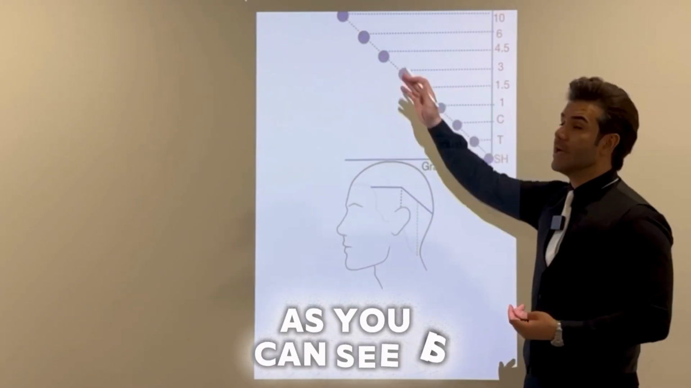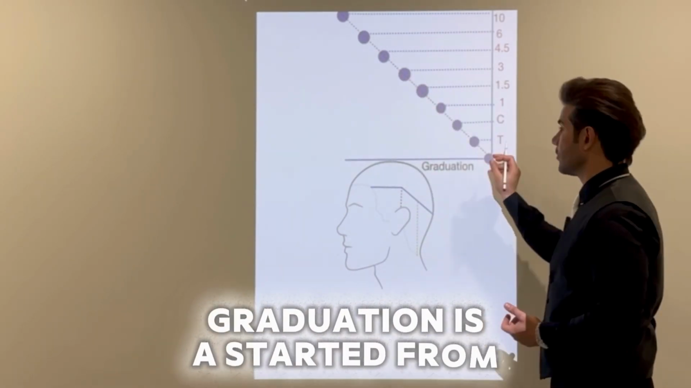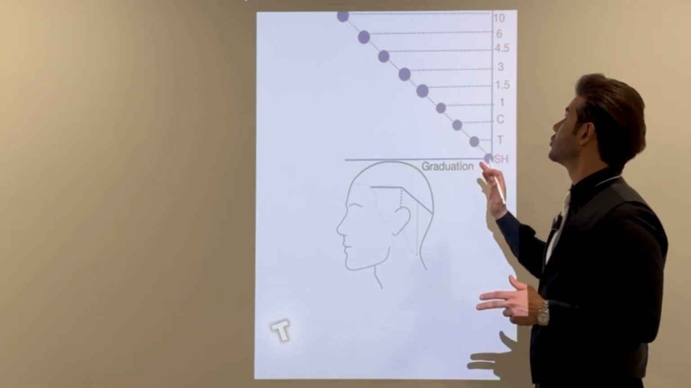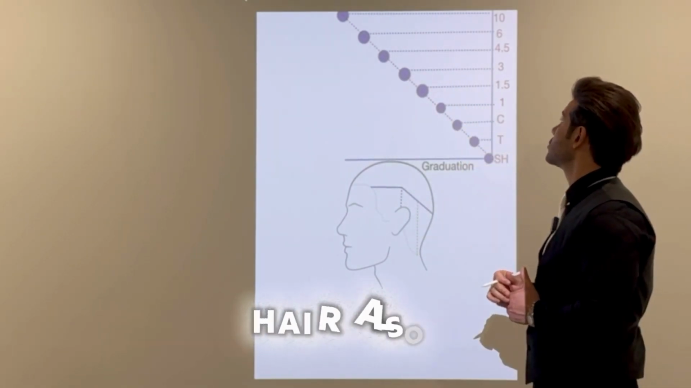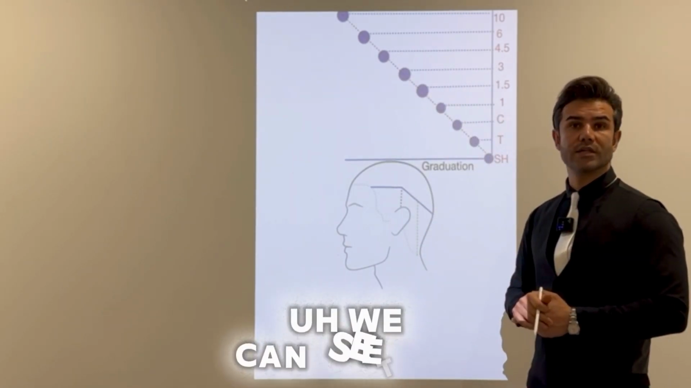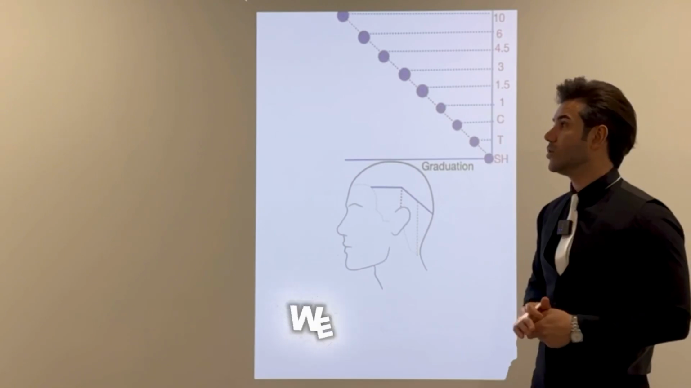As you can see, graduation starts from the shortest hair, the most short hair, to the longer hair over there. So you can see the triangle. Usually we can see the triangle for the sides when we do the fade.